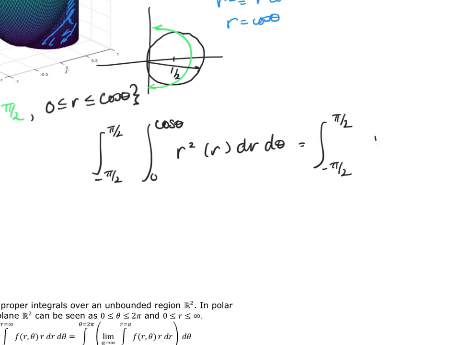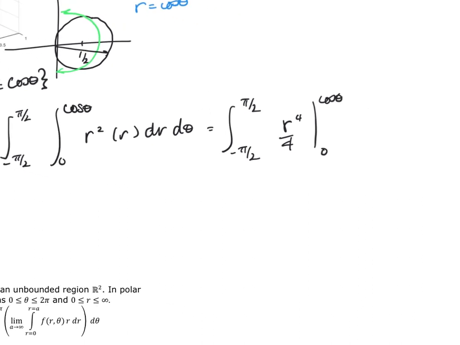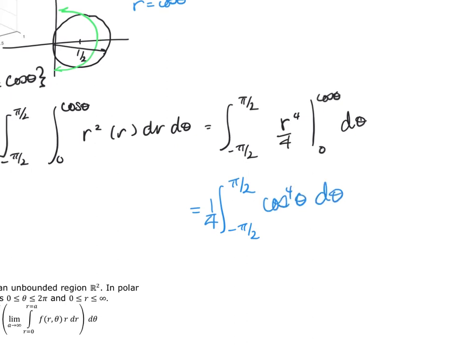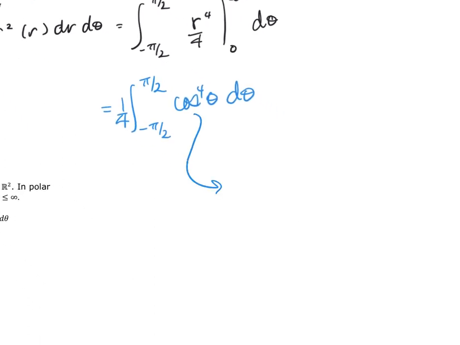And then I have r to the third, so r to the fourth actually, because it's r to the third. So r to the fourth divided by 4, evaluated from 0 to the cosine of theta, d theta. So this will be equal to, from negative pi halves to pi halves, bring the 1/4 outside, the cosine to the fourth of theta, d theta. And I'm going to use the power reduction formula.